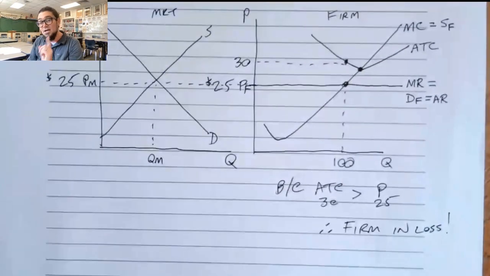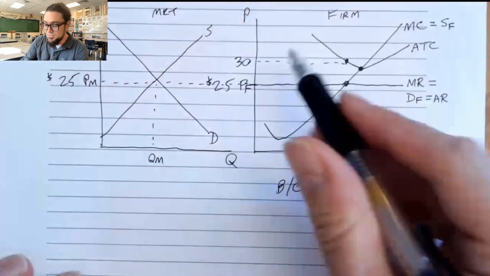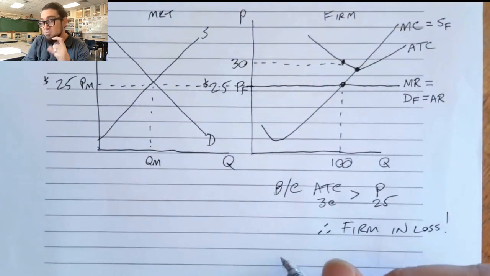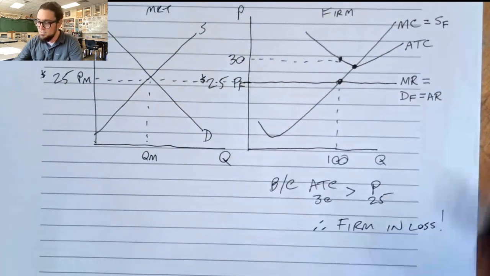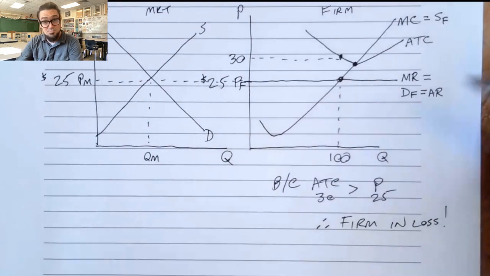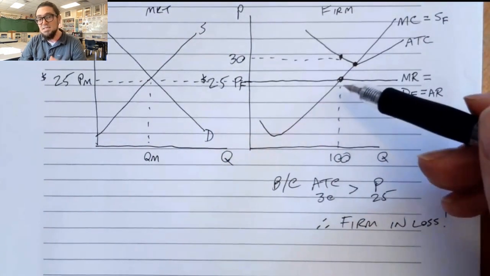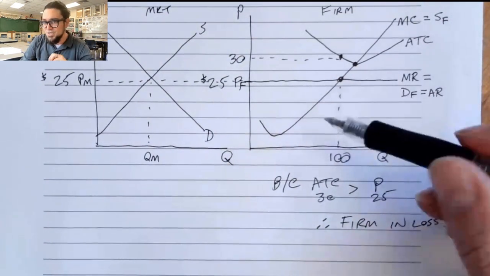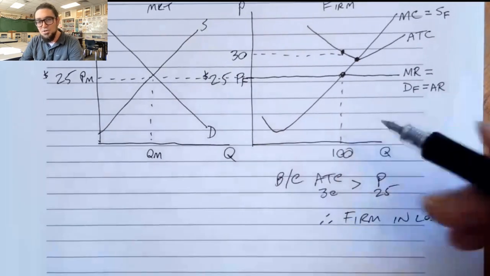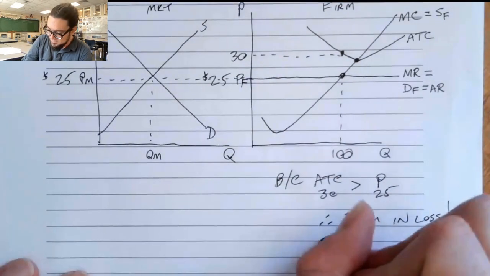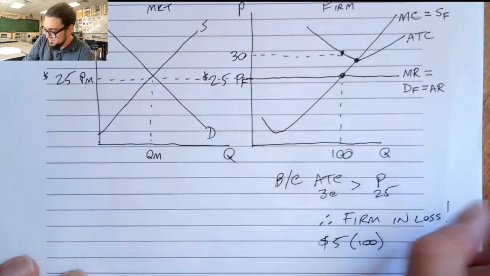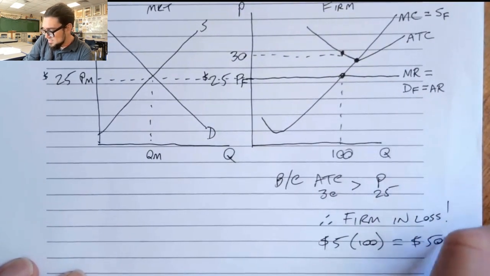And in fact, we could even calculate how much that loss is. If you remember, the vertical distance between 30 and 25 is the loss per unit or the profit per unit. Like if ATC was down here, it would be profit. But instead, it's losing money. It's losing $5 every time it sells a unit, and they're selling 100 units. So they're actually losing 5 times 100 equals a $500 loss.